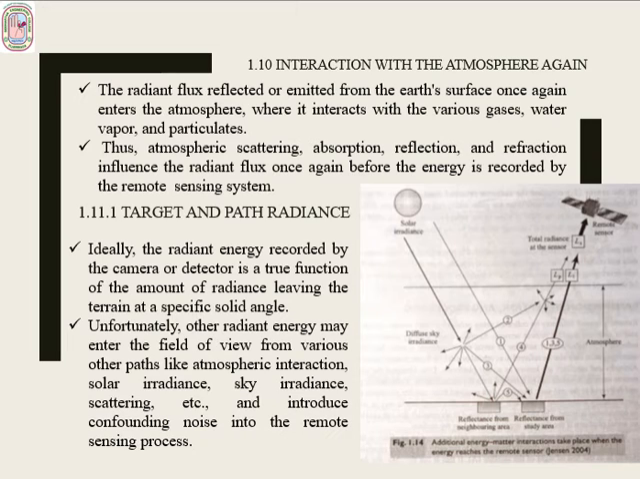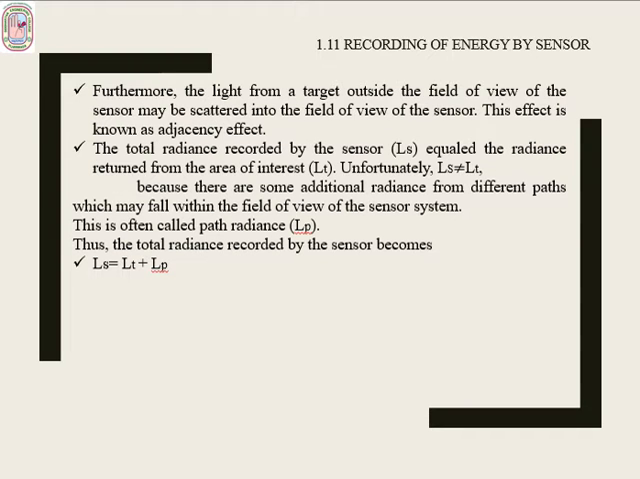In the diagram, you can see the remote sensor is placed on the satellite and the solar irradiance is coming from the sun, which is directly coming into the atmosphere, and there is diffuse sky irradiance. Then it reaches the object of interest, where multiple absorptions and scatterings are happening, and again it is reflecting back into the satellite, while interacting with the atmosphere. Further, the light from the target outside the field of view of the sensor may be scattered into the field of view of the sensor.